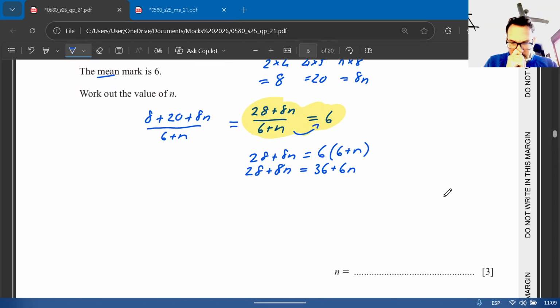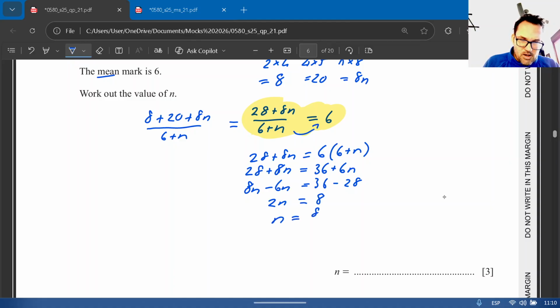Now just rearrange it. I'm going to leave the 8n on the left and subtract the 6n, and leave the 36 on the right and subtract the 28. Basically I'm subtracting 6n from both sides and 28 from both sides. That gives us 2n equals 36 minus 28. What is that? That is 8, isn't it? And then we divide by 2. So that means there were 4 students.